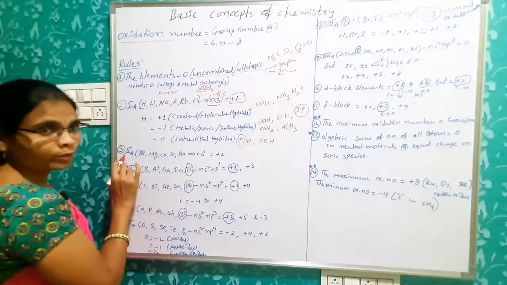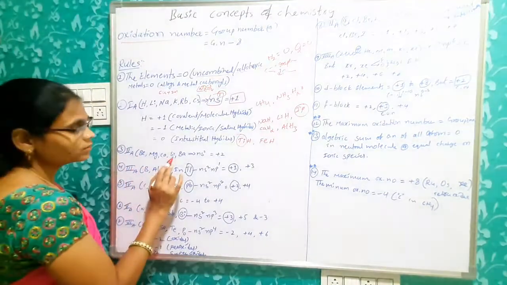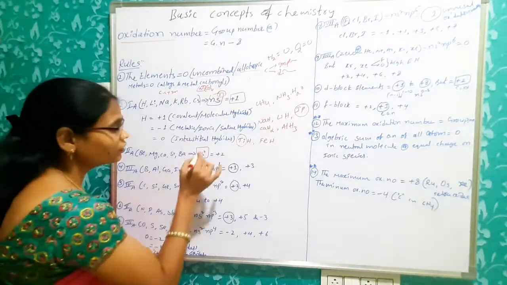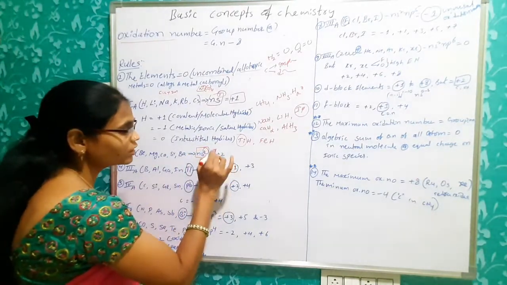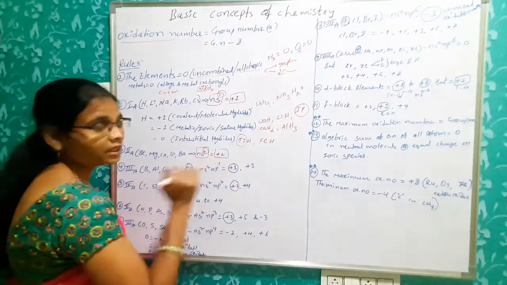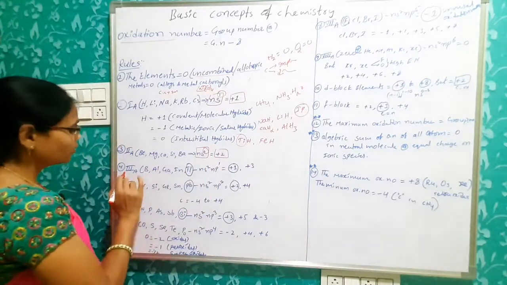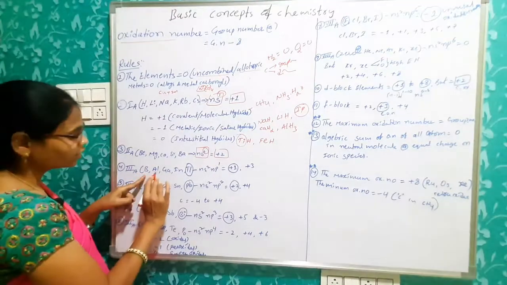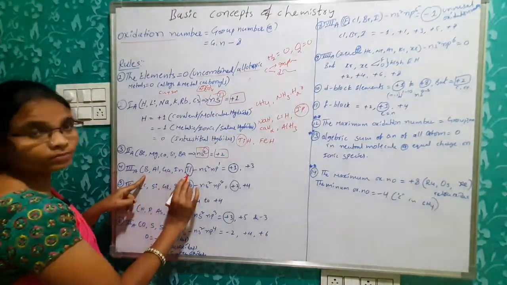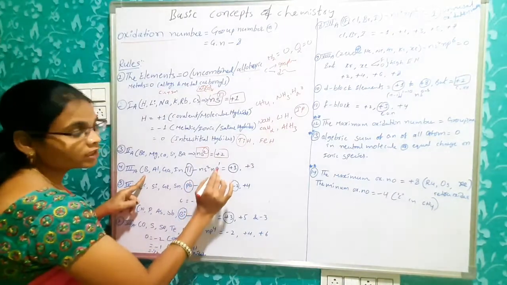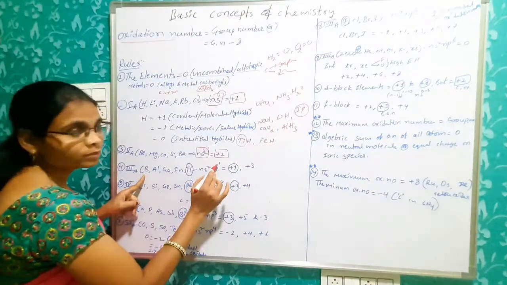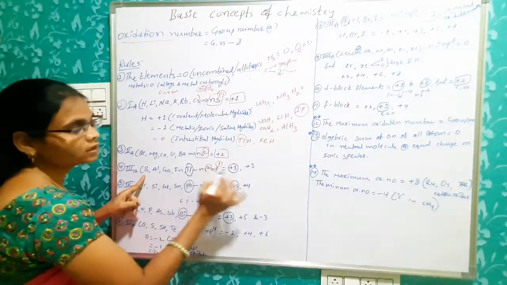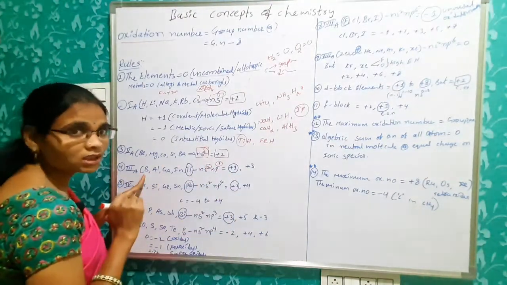Now 2A group elements: beryllium, magnesium, calcium, strontium, barium have ns2 outermost electronic configuration. By loss of these 2 electrons they show +2 oxidation number in all their compounds. Now 3A group elements: boron, aluminium, gallium, indium, thallium have ns2 np1 electronic configuration. By loss of the p electron they show +1 oxidation number. By loss of p and s electrons they show +3 oxidation number.